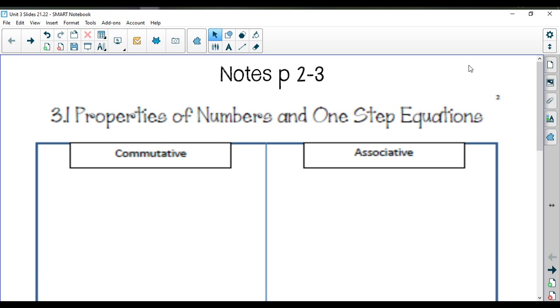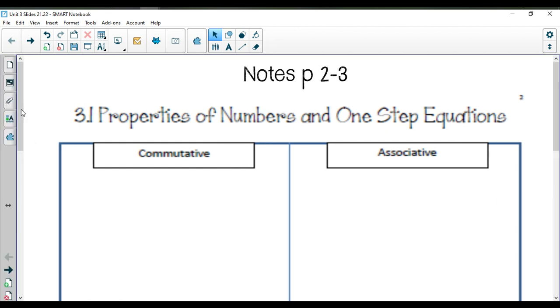So this is your first lesson in Unit 3. So we're going to be talking in Unit 3 about expressions and equations. We're going to get started first with talking about some properties that we're going to be able to use that help us moving forward. We've seen some of these properties already this school year, but we're going to refresh them and make sure that you are good with them.